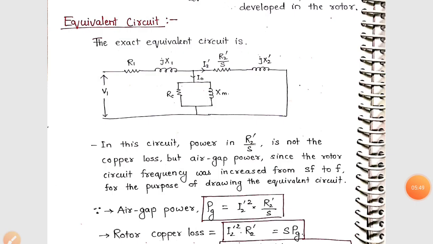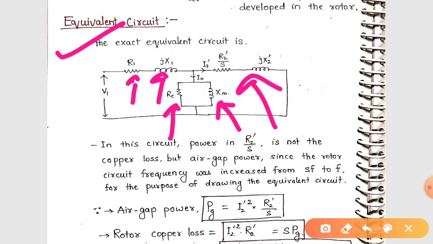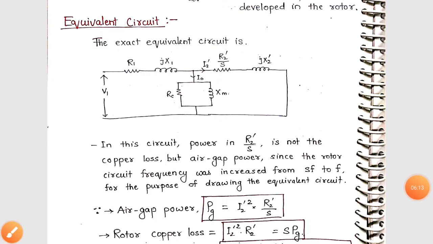Now let's see the equivalent circuit for three-phase induction motor. This one is the exact equivalent circuit. This part represents the stator, and this one is the magnetizing reactance, and this one is the resistance for core loss, and this part represents the rotor part.